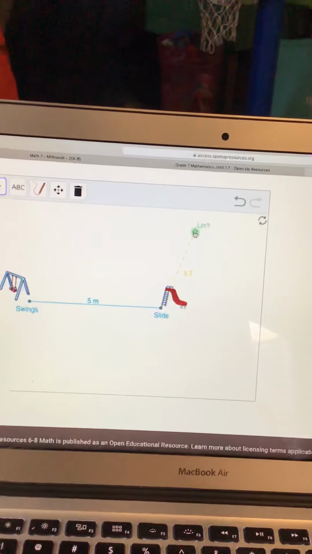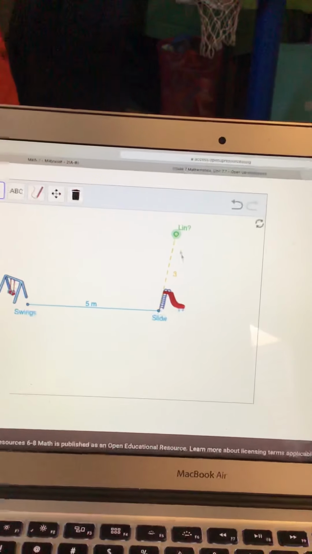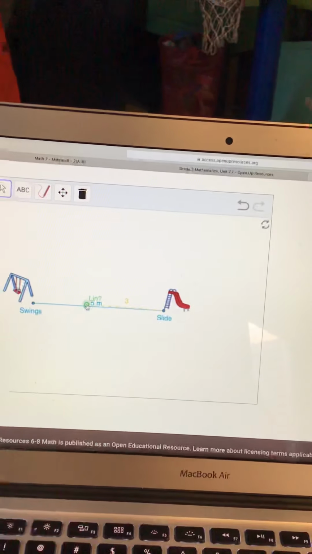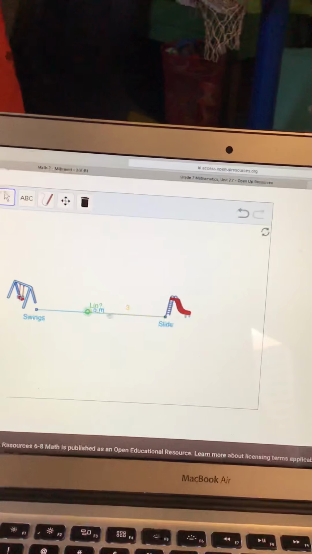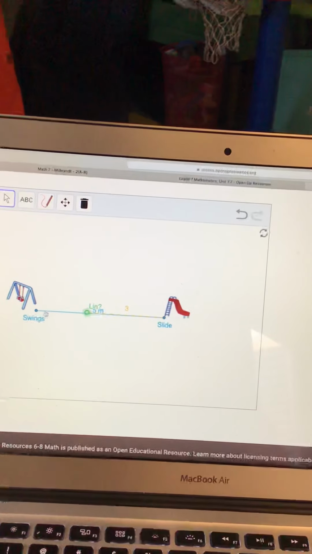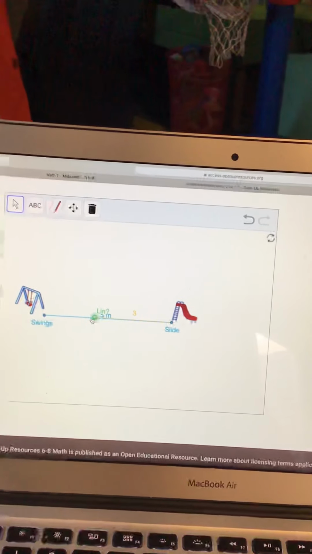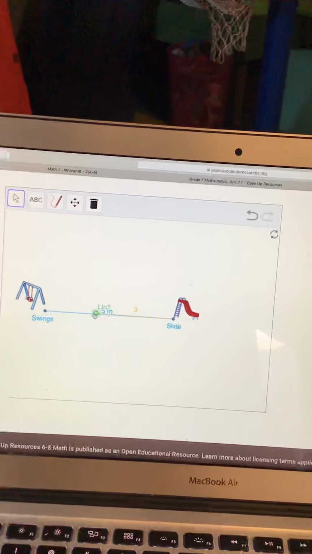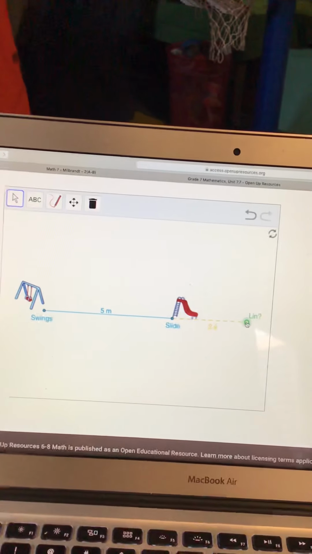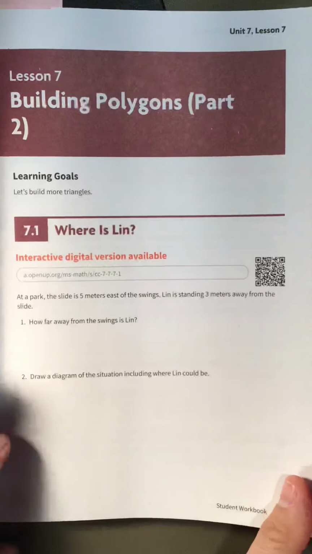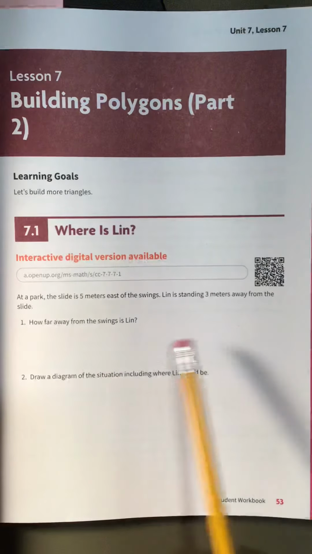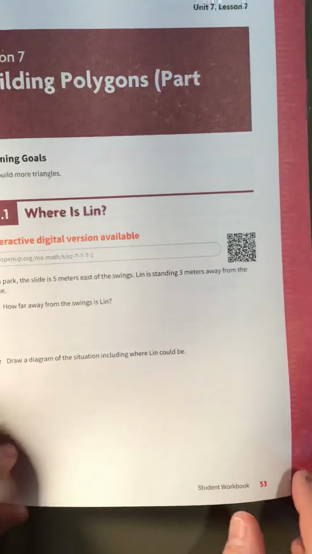Lynn could also be up here somewhere. We don't know. But Lynn could also be 3 meters west of the slide. So if the whole thing is 5, and Lynn is 3 meters from the slide, how far is Lynn from the swings? Hopefully you're saying 2 meters. So Lynn could be between 2 meters away from the swings up to 8 meters. And again, I encourage you to use those interactive features, the digital versions, because you don't have the strips to play around with. So to answer the first one, Lynn could be between 2 meters and 8 meters away, and then draw a diagram of it the best you can.